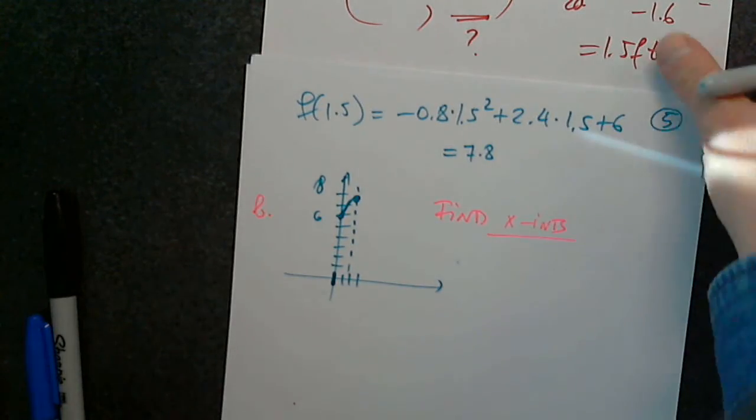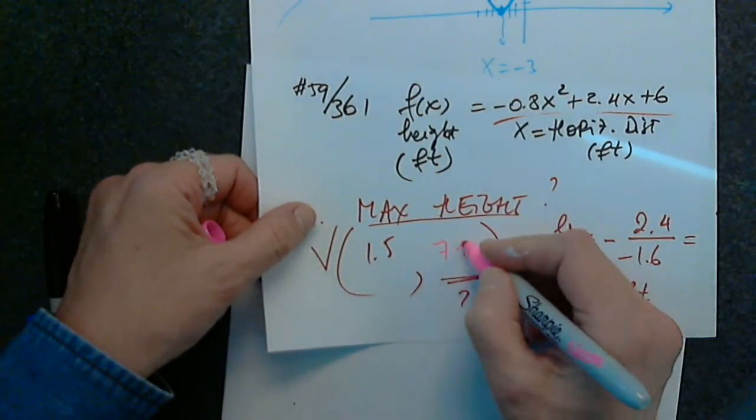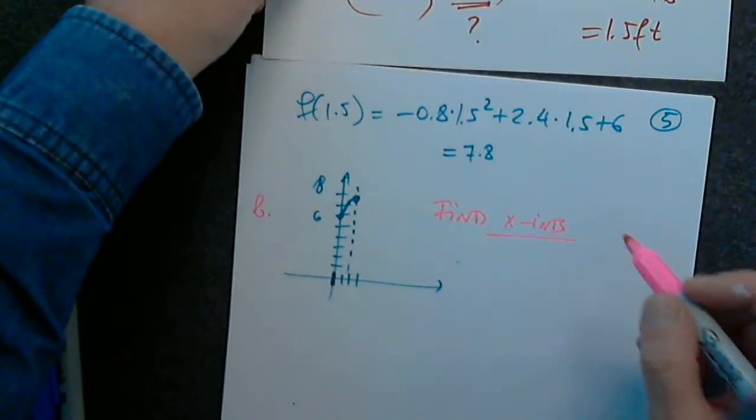How do I find the x-intercepts? Oh, I forgot to put this in. Please put it in. It's 7.8. Of course, feet.